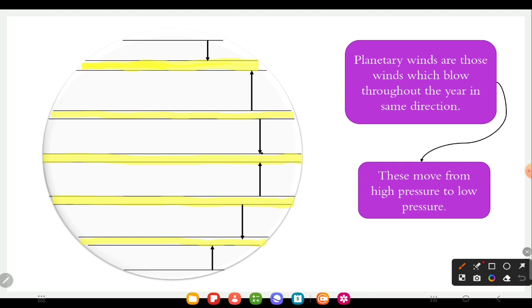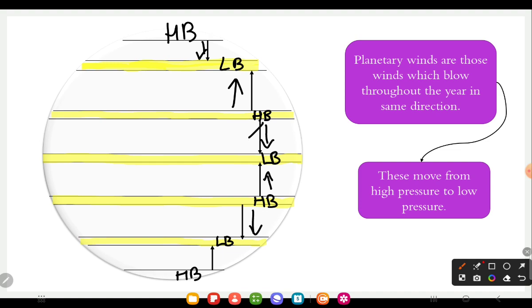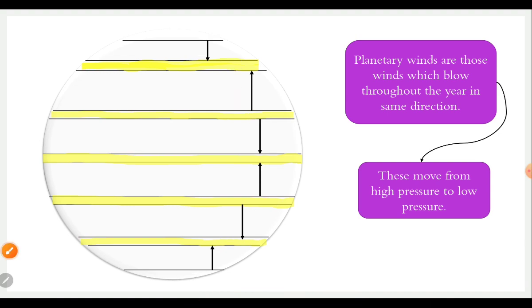So we know that this is a low pressure belt, this is a high pressure belt, and this is also a high pressure belt. So it will move like this, in this direction, from high pressure to low pressure. This one is a low pressure belt, and from the high pressure belts it will move toward it like this. But it's not that simple, because of the Coriolis effect, they move like this. They move in this pattern because of the Coriolis effect.